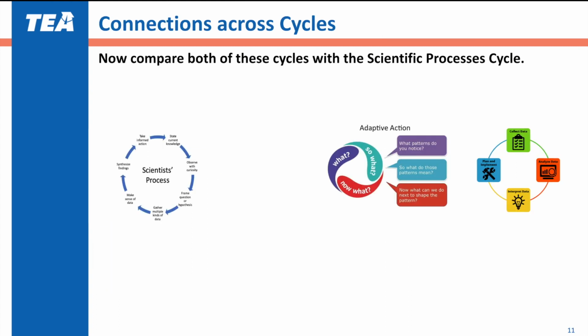We would like to make connections across the cycles we have been seeing through the modules in the Reading Academy. We have seen the scientist process, we have seen the adaptive action cycle, and now we have the assessment instructional cycle. As you go through the module, we would like you to think about what the connections are between these 3 cycles. We would also like you to consider how the adaptive action cycle supports you when you are engaging in the assessment instructional cycle.